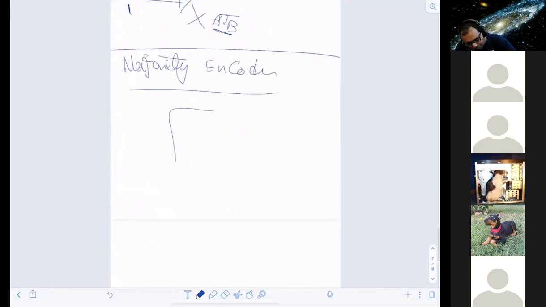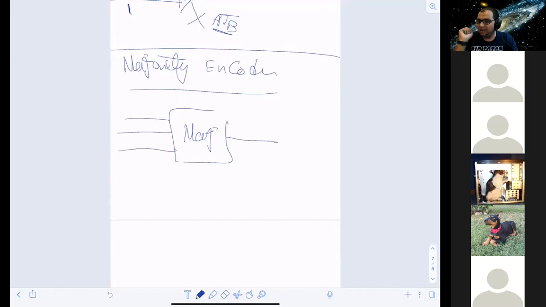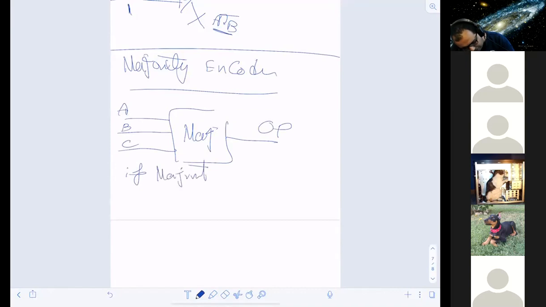Again, here is a box, and this box is performing something called majority. It has 3 inputs, and the output depends on how many ones I have. So imagine that I have here A, B, C, and the output is called OP. In the specification, if the majority of inputs are 1, then OP will be 1.